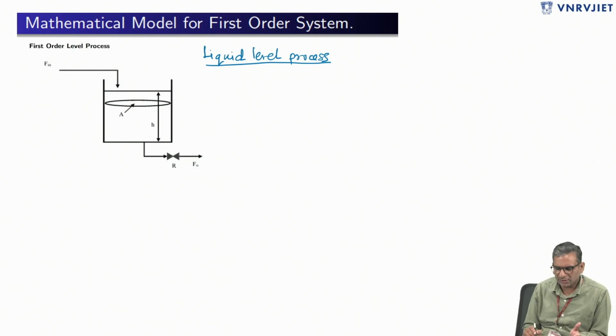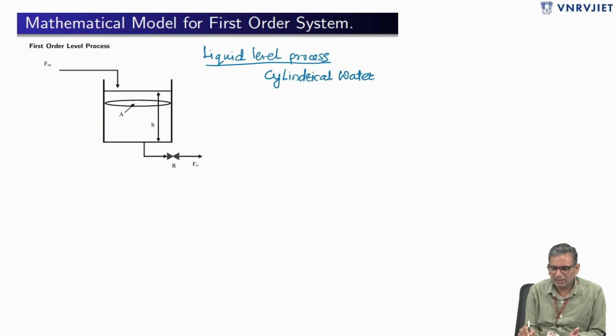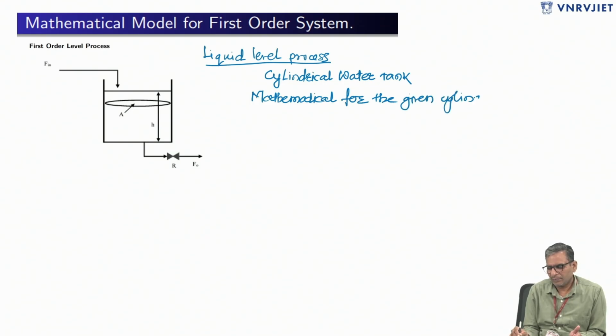So we are using here a liquid level process, and the water tank we are using is a cylindrical water tank. So let's say our aim is to find a mathematical model for my tank, for the given cylindrical tank.